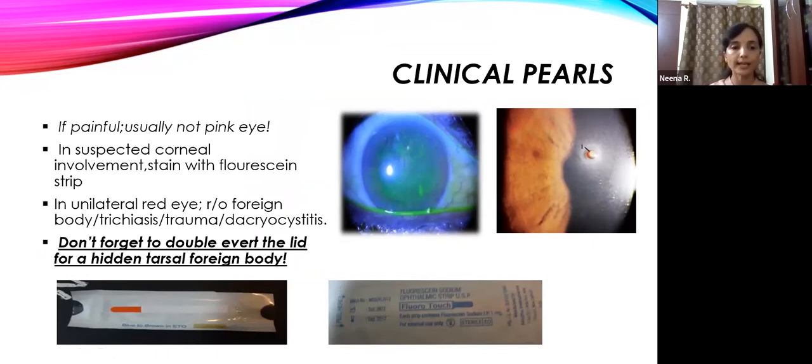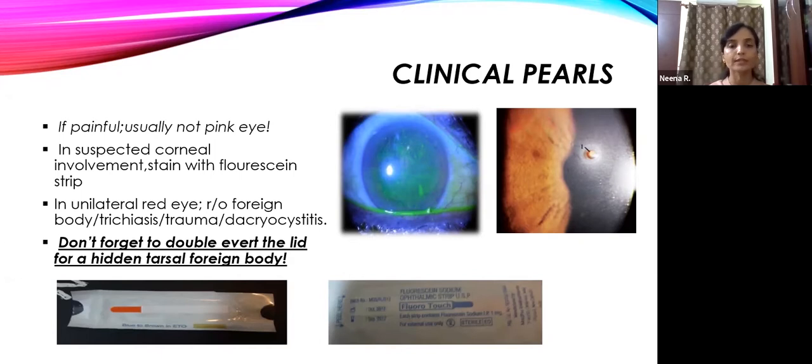And in a unilateral red eye, you have to rule out a foreign body or a lash which is rubbing onto the cornea, or trauma, or dacryocystitis. Don't forget to double invert the lid for a hidden tarsal foreign body, because children, we know, are notorious for putting things into their eyes, nose, mouth. Just like that, they find the conjunctival sac also a very easy place to hide things.